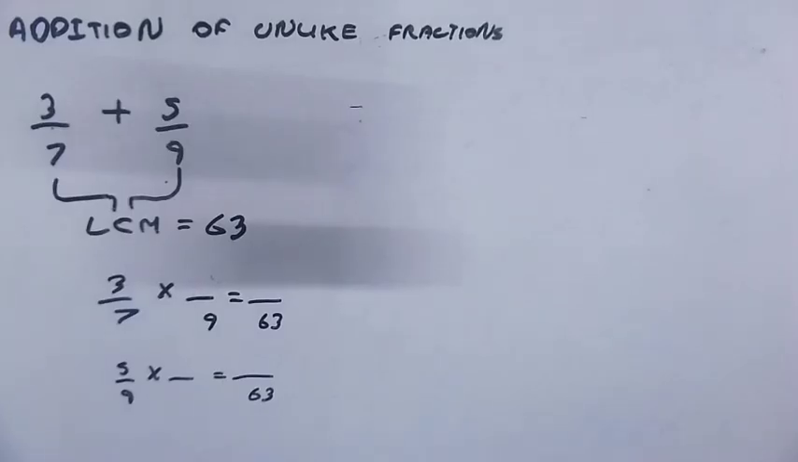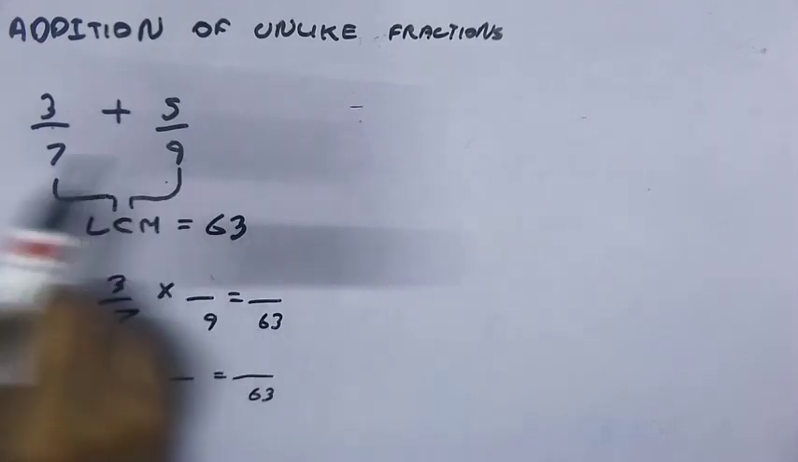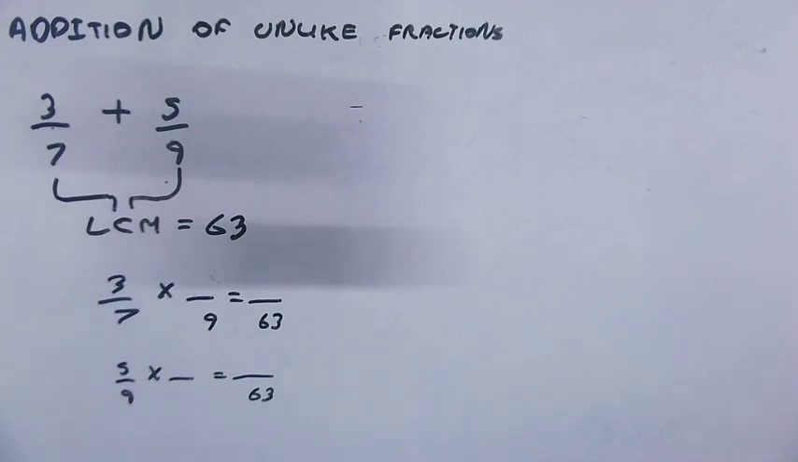So addition of unlike fractions. So 3 by 7 plus 5 by 9. These two fractions are unlike fractions. How are you going to add them while the denominators are different? So first you take out the denominators and find the LCM.